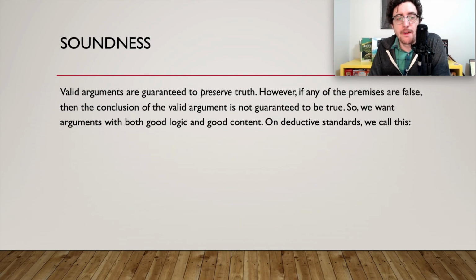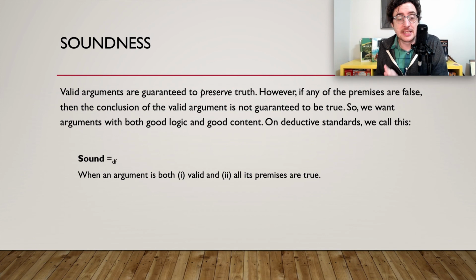All right, so valid arguments are guaranteed to preserve truth. However, if any of the premises are false, then there's no truth to preserve. Then the conclusion of the valid argument isn't guaranteed to be true. So because of that, we want arguments with both good logic and good content. On deductive standards, we'll call this a sound argument. So a sound argument is an argument that is both valid and has all its premises actually true.